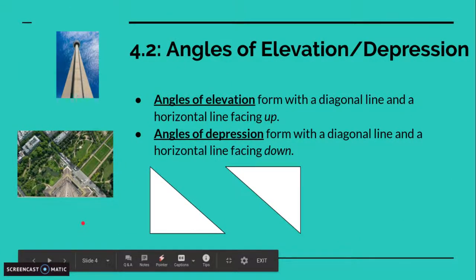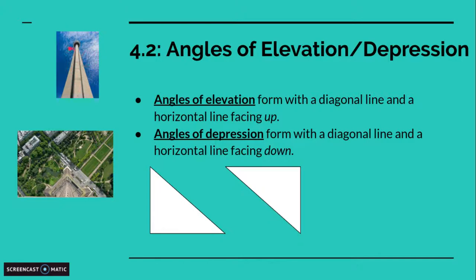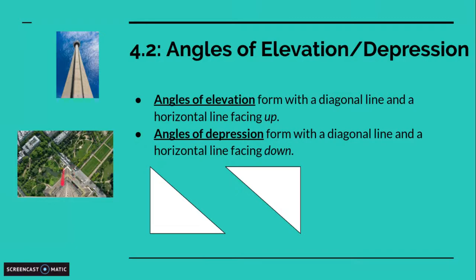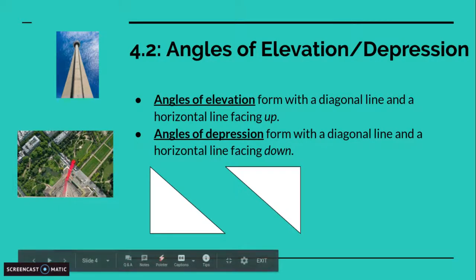For standard 4.2, it is angle of elevation and depression. And I have some pictures to show what that might be. This is the Space Needle in Seattle, and if you're looking up at it, the sight that you see is the line of sight, and that would make the angle of elevation. And then looking down from the Eiffel Tower in this picture, that's the angle of depression.